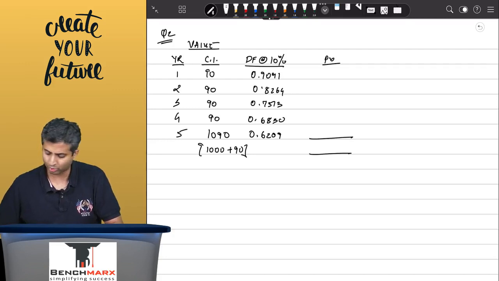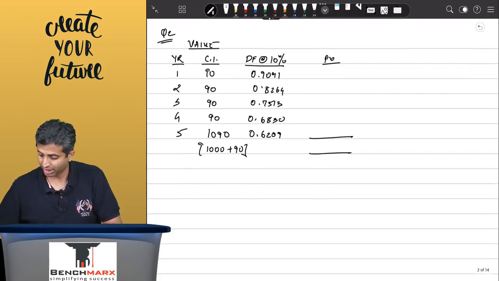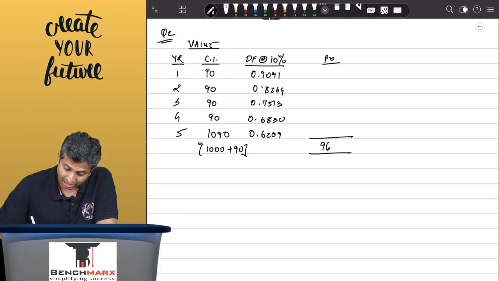So if you do the calculation, it is 90 into 0.9091, which is 81.82, then again 90 into 0.8264, which is 74.37, then 90 into 0.7513, 90 into 0.6830, and 1090 into 0.6209. Perfect. If you total up, this comes to around 962.06. So this is the present value.